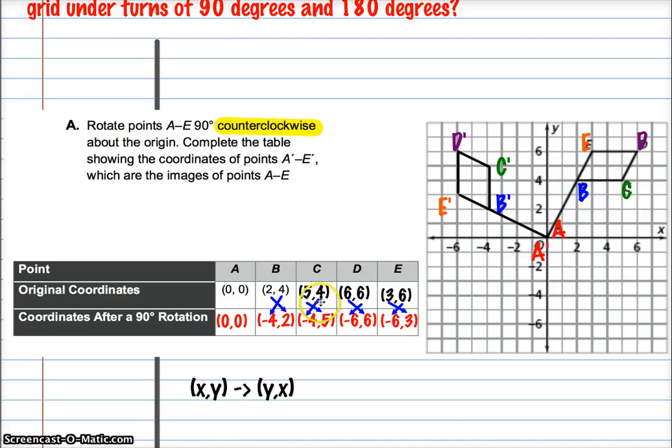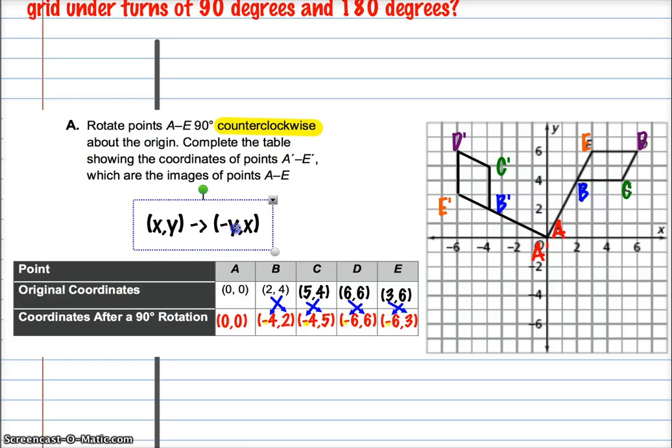Now that's not the only thing that happens. After they switch places, the 5 here stays the same. The 2 that used to be an X stays the same. It's a positive. 5 is a positive, stays a positive. The 6 stays a positive. The 3 stays a positive. The ones that are changing are all the Y's. All the Y's now have a negative in front. A negative there, a negative there. They went from positive to negative. So we have to change that in our rule too. So not only did they switch places, but also the Y's now became our X's, with a negative. So this is our rule for question A.